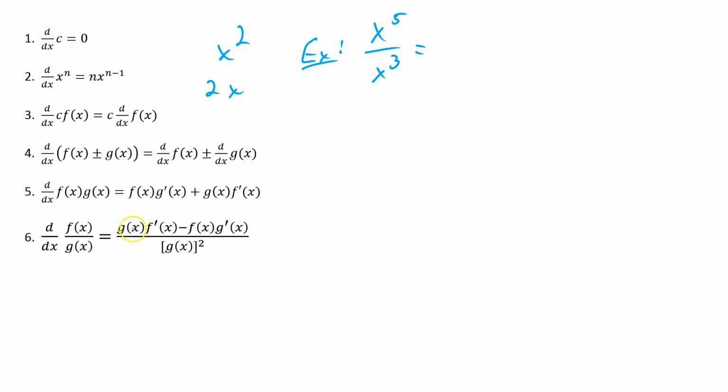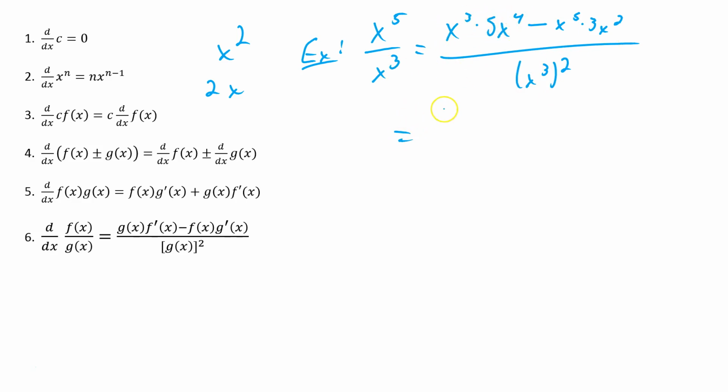So do the bottom function, leave it alone, multiply by the derivative of the top, which is 5x to the fourth. Subtract top function, we leave it alone, times the derivative of the bottom, which is 3x squared, and divided by the bottom one squared. So x cubed squared. No derivatives, just square the bottom one. So let's put it together here.